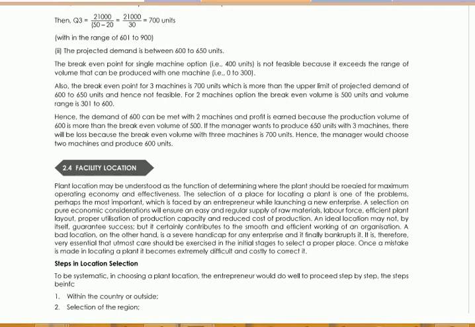Why is it not feasible? The answer is very, very simple. The break-even point achieved by using 3 machines is 700 units, and the highest range given to us in the projected demand is 650 units. So we are producing 50 units extra if we compare the break-even point and the highest projected demand. So we are incurring loss.